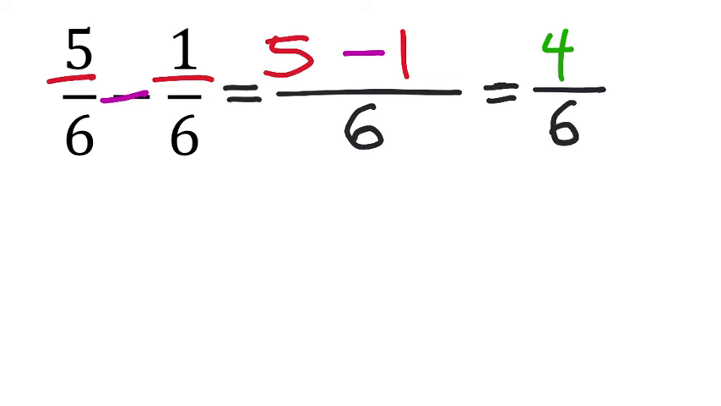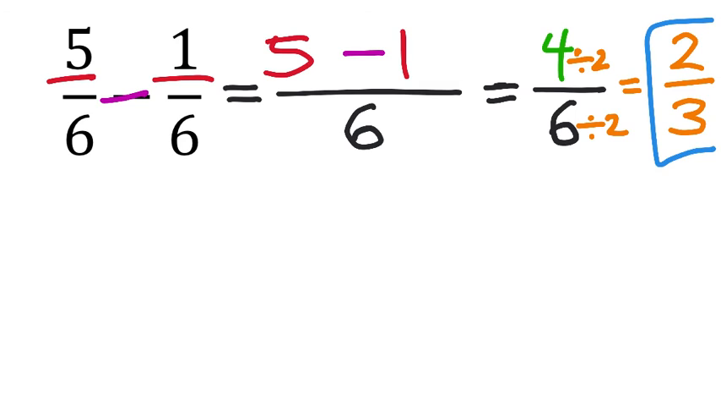And yes, 4 over 6 can be simplified. These are both divisible by 2. So this ends up being 4 divided by 2 is 2. 6 divided by 2 is 3. And yep, that's as far as this one will go as well.